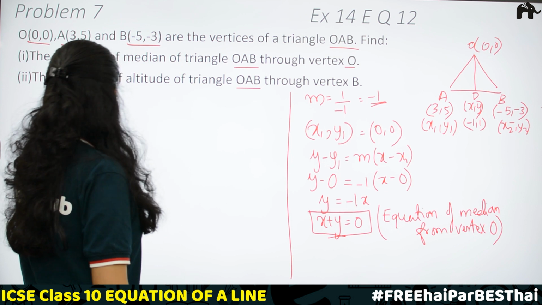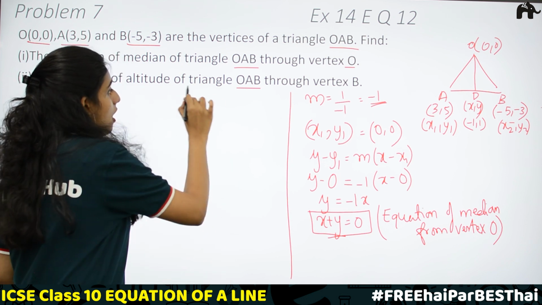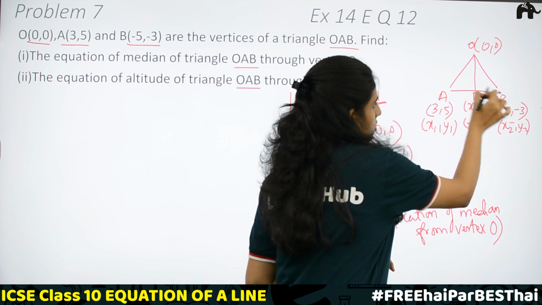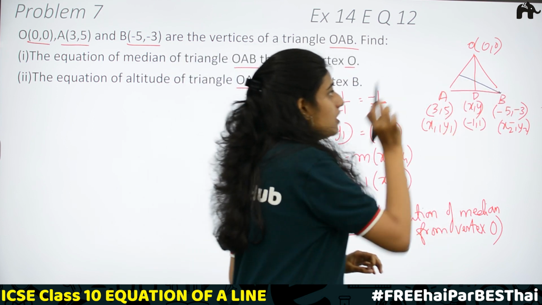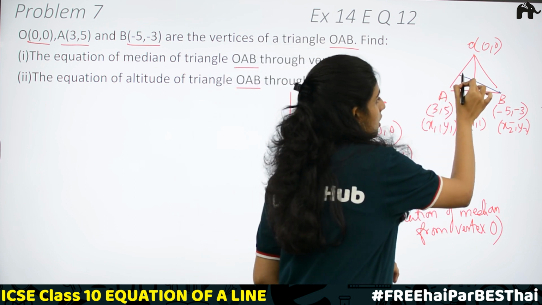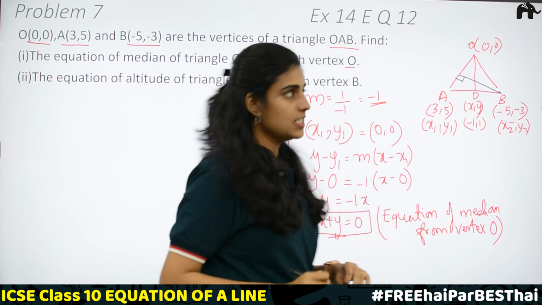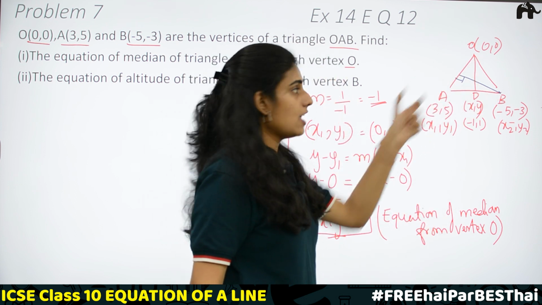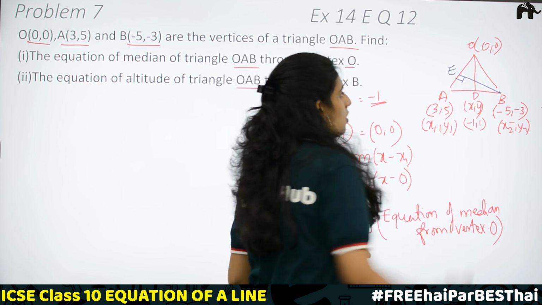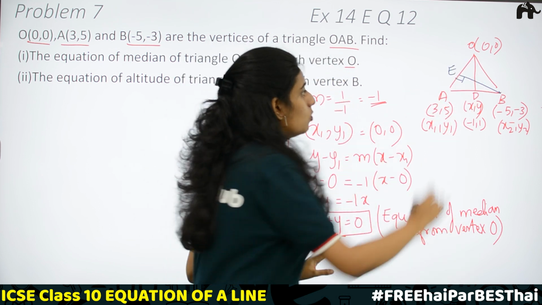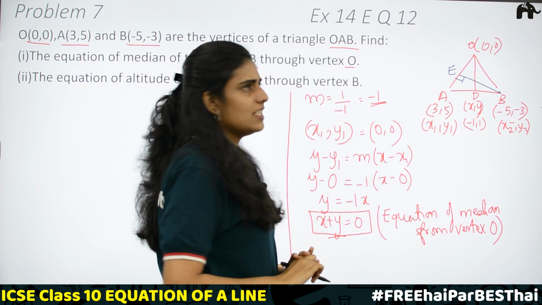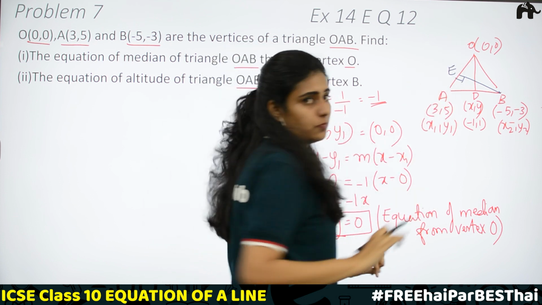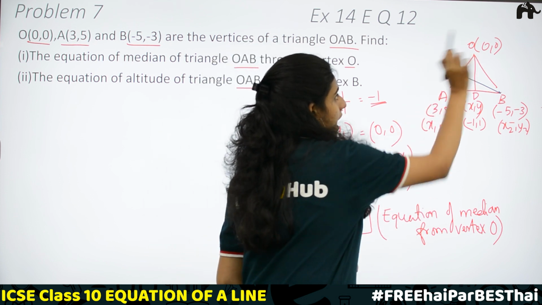Now the second part, we have to find the equation of altitude of triangle OAB through vertex B. From vertex B, we are drawing altitude. Altitude means it is different from median. Altitude makes an angle of 90 degrees with the opposite side. Here the opposite side is AO. We need to find the equation of this altitude. Let's take this point as E. First we need what E is. To find E, it is difficult because it is not the midpoint of AO. Now we have the coordinates of A and O.